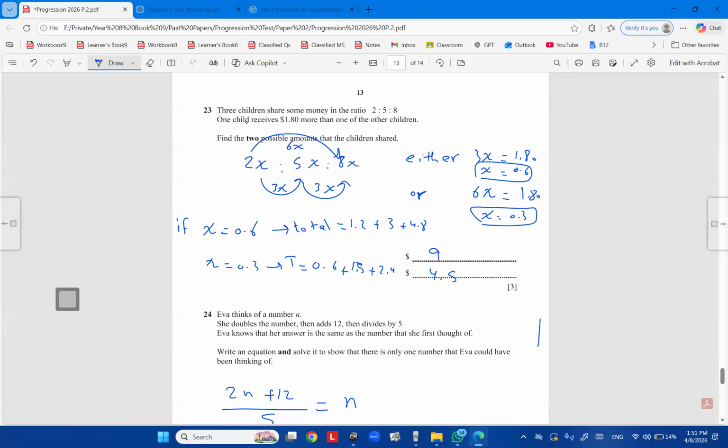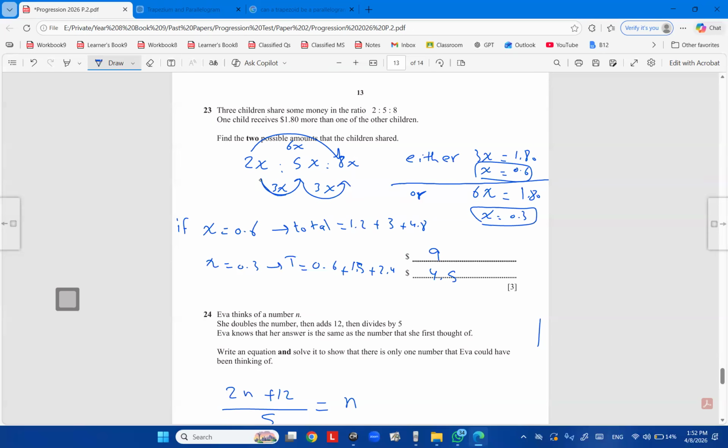Anyway, I'm going to use this. The question says that 3 children share some money in the ratio 2 to 5 to 8. So let's consider this 2x, 5x, 8x. One child receives 1.80 more than one of the other 2 children. So the difference between 2 of them is actually 1.80. Let's check the difference between the first and the second.